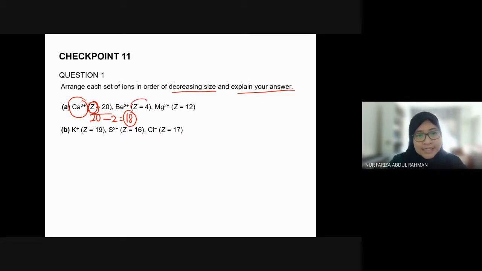This Z is equal to 4 is for beryllium atom, not for beryllium 2 plus. So in order to know the number of electrons for beryllium 2 plus, you have to minus 2, so it should be 2. The number of electrons for beryllium 2 plus would be 2, guys. Same goes to Mg2 plus. You have to minus 2. 12 minus 2 would be 10. Okay? Alright, so this is obviously the same group.